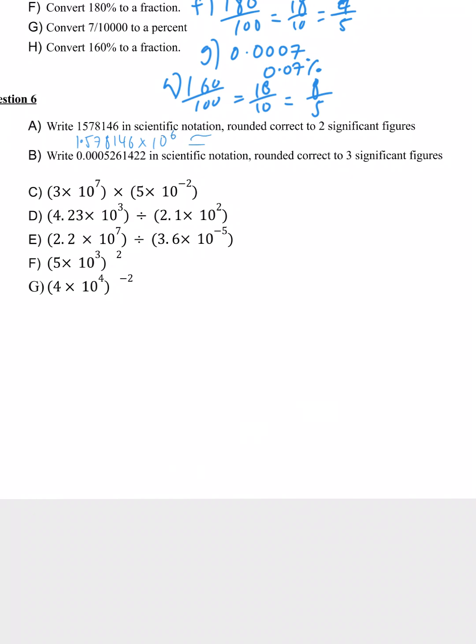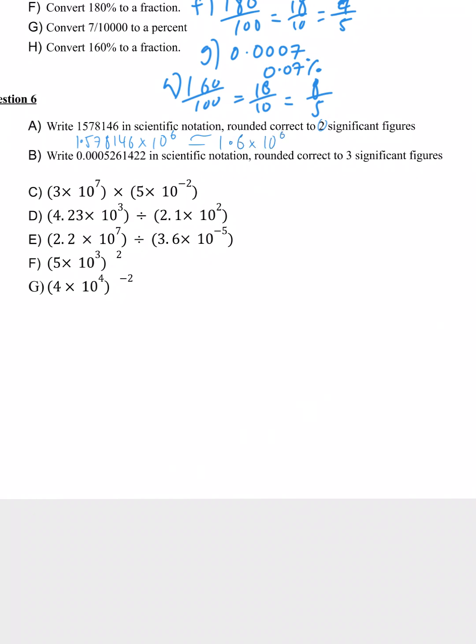Rounding, we want two significant figures. So the first significant figure is this one here. So it's 1, 2, and we round here. The next one is a 7. So if it's 5 or more, you round up here. So that 1.5 rounds up to a 1.6.